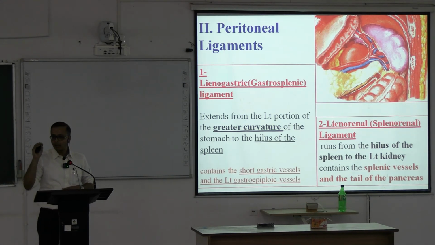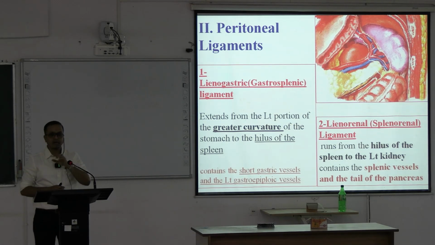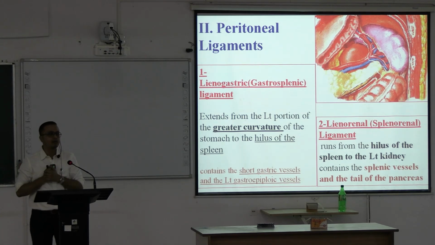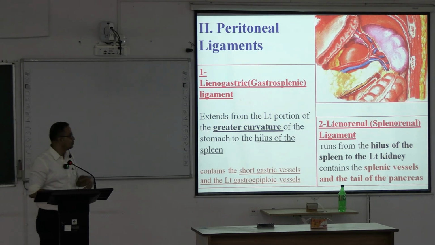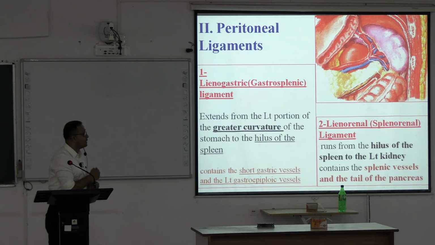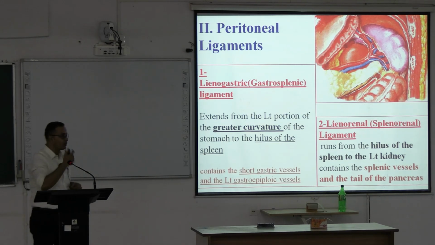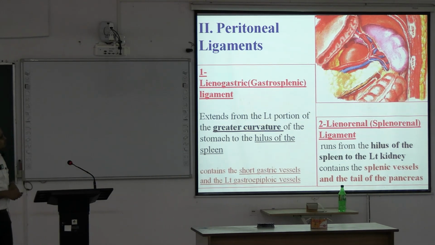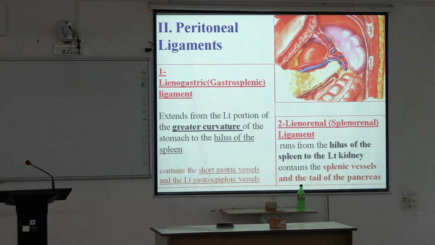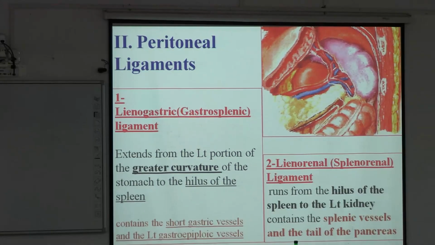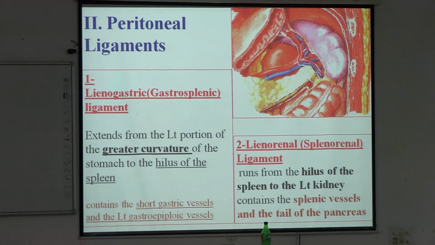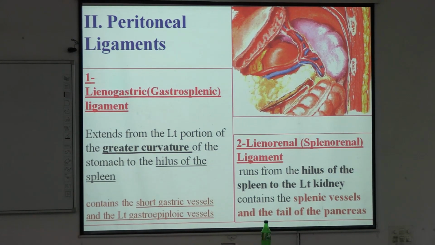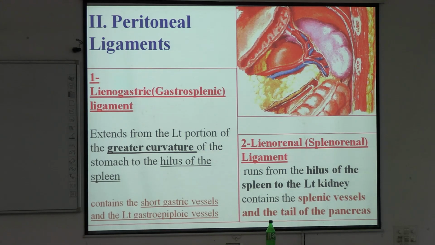That is why this is the area where we hit, because in any medical practice, surgical practice, obstetric practice, any practice, this is the region where you have to be careful to identify the structure to carry on the surgeries. So, among the peritoneal ligaments, to start with, we have the lienogastric, also known as the gastrosplenic ligament. Split the name, and we get this. It is a peritoneal fold or peritoneal ligament which exists between the stomach and the spleen.